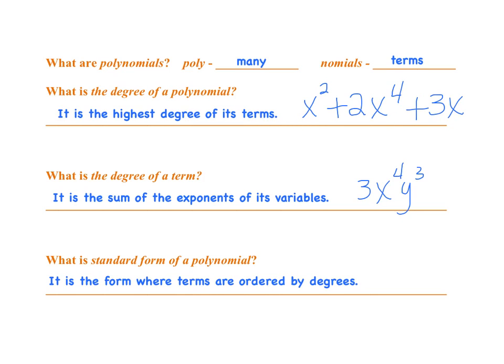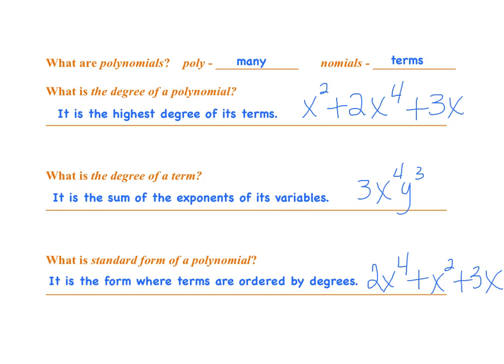And if you notice though, my first term has the exponent of 2 and my second term has the exponent of 4. So if I want to write this in standard form, I need to put the term with the largest exponent first. So I would write this as 2x to the fourth, and then my next term would be x squared, and then my next term would be 3x, because the 3x has x to the first power. So writing it in standard form simply means putting your exponents in numerical order from greatest to least.